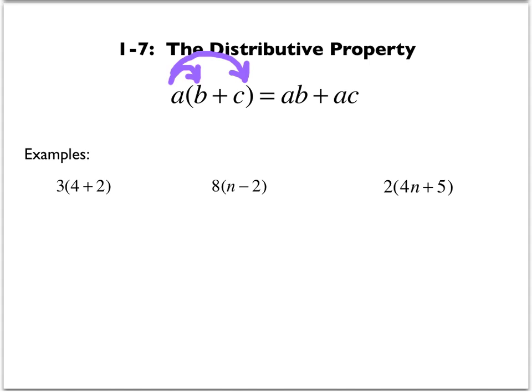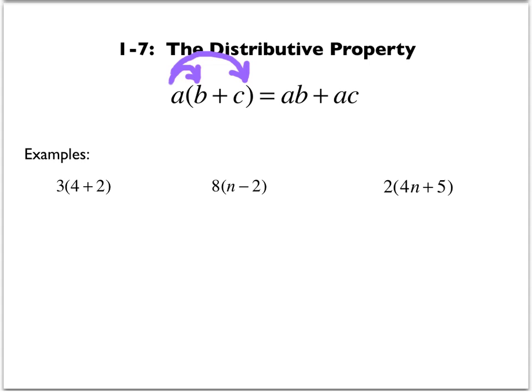And then a times c, I just have to write that as ac. I put a plus sign in the middle because that's what the original problem has, and then I'm done. I can't combine these two things at all. I can't add up letters like that, obviously.